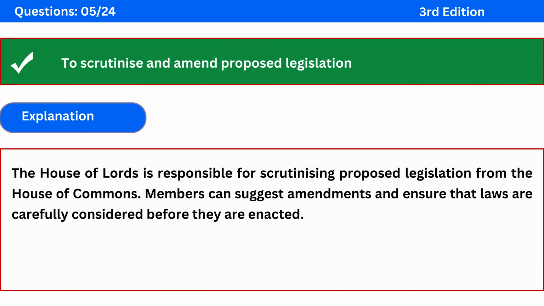The correct answer is to scrutinize and amend proposed legislation. Explanation: the House of Lords is responsible for scrutinizing proposed legislation from the House of Commons. Members can suggest amendments and ensure that laws are carefully considered before they are enacted.